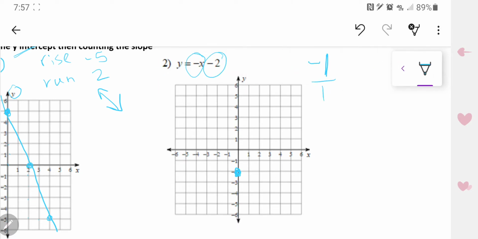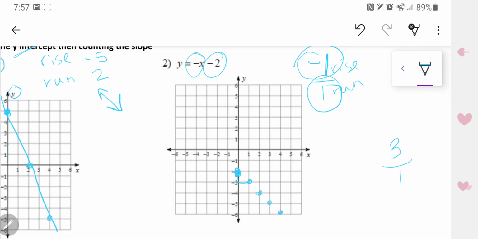which means negative 1 over 1. You always want your whole number to be a fraction, so throwing a 1 on the bottom does that. So like if your slope was 3, it would be 3 over 1. That 1 is your run, so you want your rise and your run. So now we're going to go down 1 over 1, down 1 over 1, over and over.